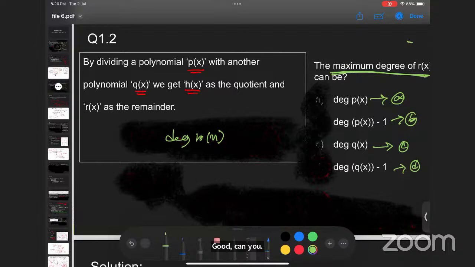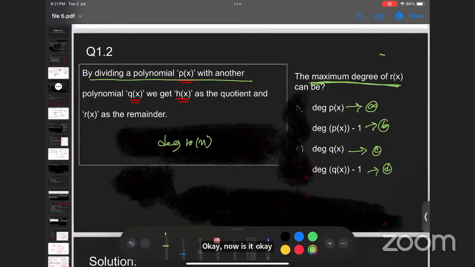Hello, ma'am. You need to unmute yourself first and say the answer. You just put your option in the comment box. Ma'am, the complete question is not visible. This is the complete question. Now it's visible. Earlier it was very patchy. Okay. Now is it okay? Is it fine?